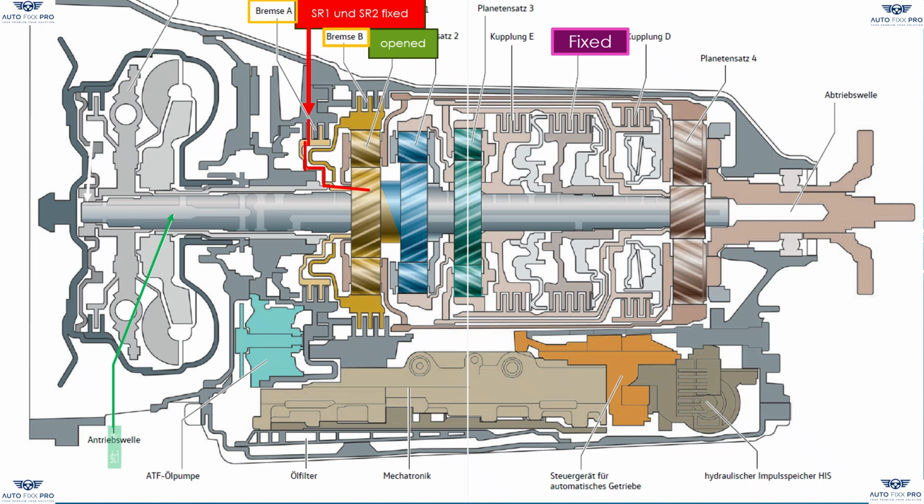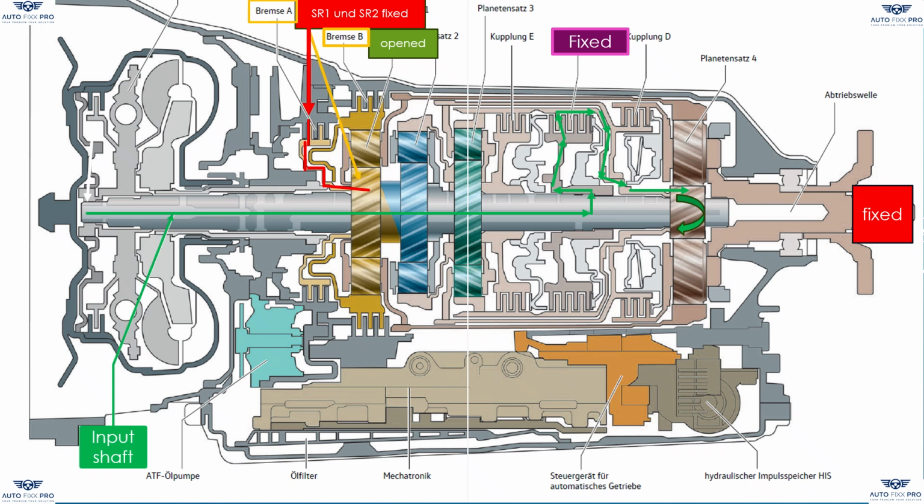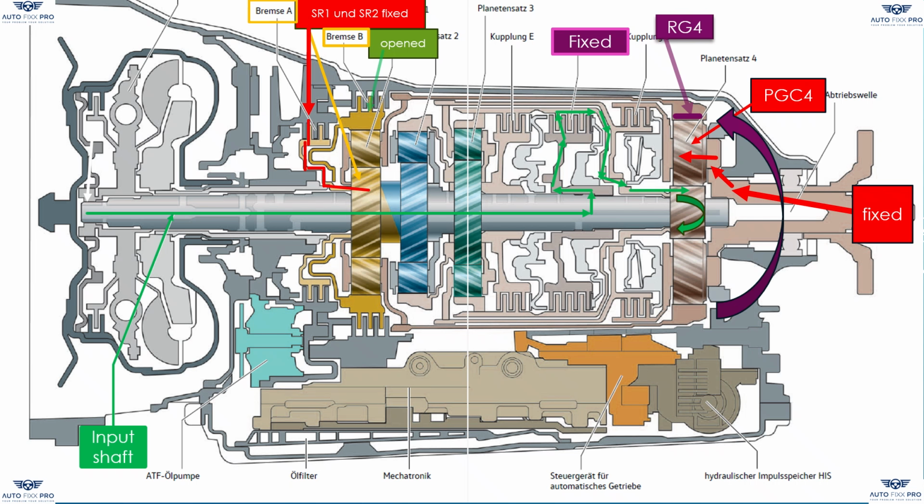The drive shaft remains connected to the Sun Gear 4 via clutch C, which rotates at the gearbox input speed. Since the vehicle is stationary, the transmission output shaft and thus also the planetary gear carrier 4 are also stationary. This has the following effect. In planetary gear set 4, ring gear 4 now rotates in the opposite direction.